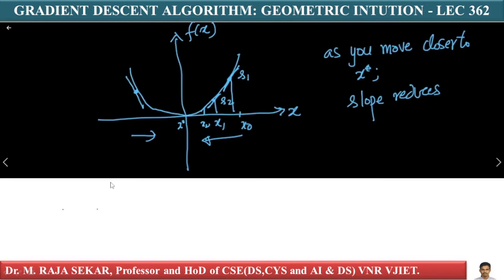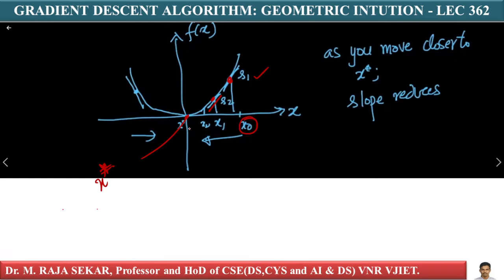Consider this. Imagine this is my plot, isn't it? If you have a point here, so you have a slope here. Let this slope be S1. S1 is the slope. Let there be another point here, with slope S2, isn't it? This is X star, my minimum point. X naught is the initial approximation.